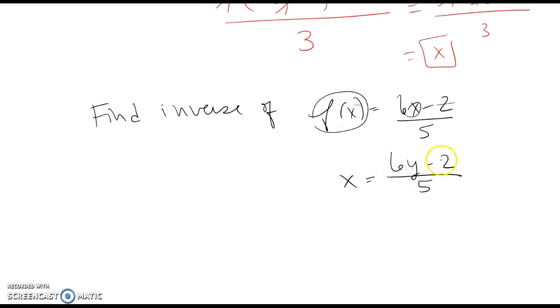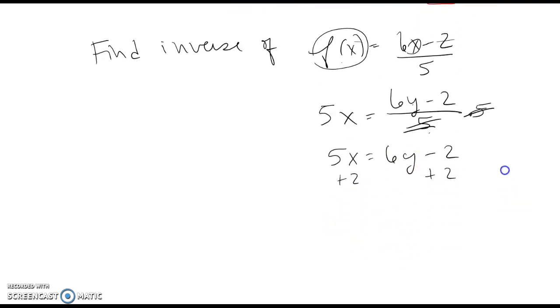So the first step to getting y by itself is to get rid of this denominator. So if you're dividing by 5, the way to change that is to multiply both sides by 5. So you're multiplying it over, and it makes it go away here and here. And then we have 5x equals 6y minus 2. Okay, still trying to get y by itself. So let me add 2 to both sides.